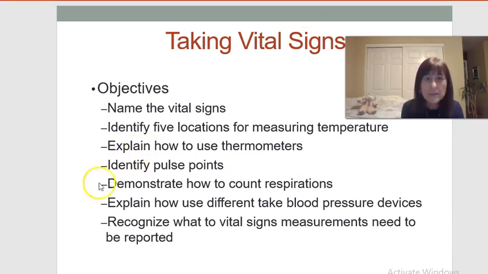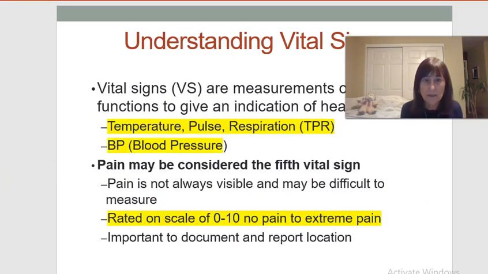With those, we're going to go over the vital signs, the 5 locations for taking temperatures, how to use different thermometers, where to take pulses, a heart rate, how to count respirations, we're going to look at the different blood pressure devices that are available and recognize what vital sign measurements you need to report. And with that being said, you could always Google it on your phone. So that's a good thing. You could always call the agency if there's any doubt. We can't memorize everything. You're not doing it all the time.